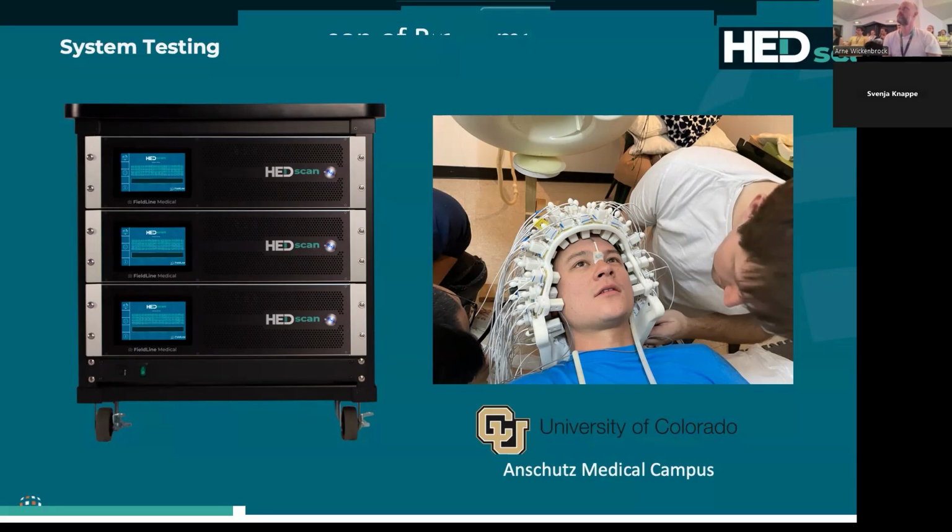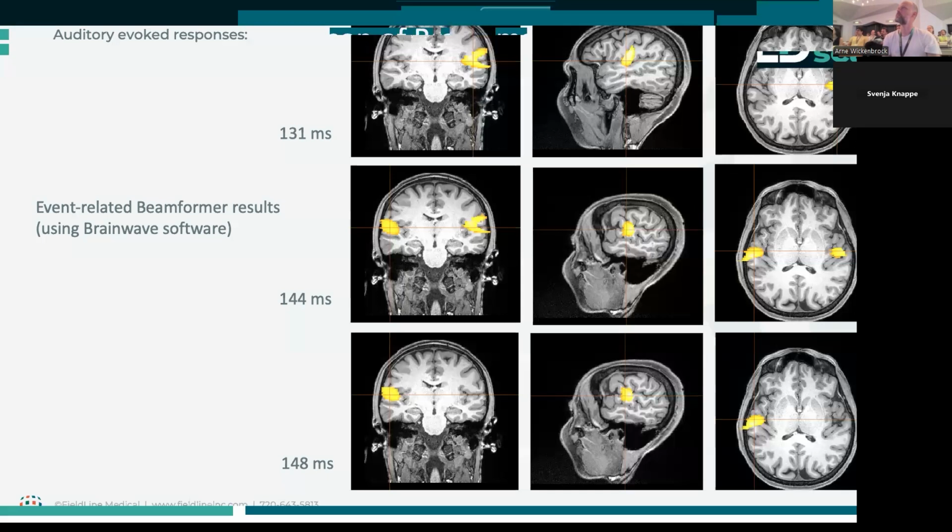You can see the squid system in the back, because we still do a lot of validation where we run now each epilepsy patient that comes through is routinely scanned with a cryogenic system, and then in addition we offer these scans. And so this is the type of activity that we see.